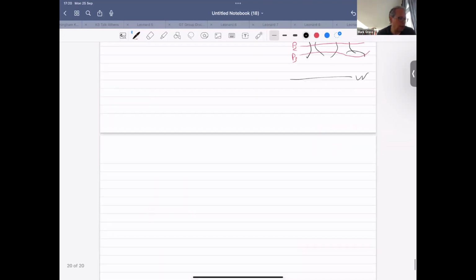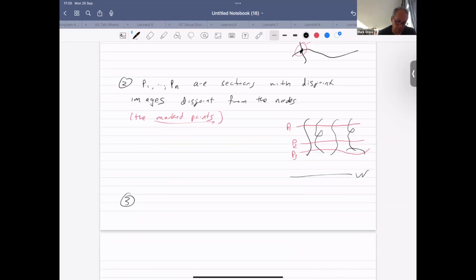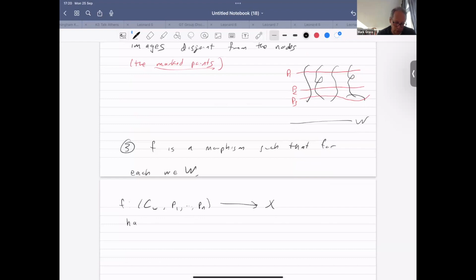And then finally, we have the stability notion. F is a morphism such that for each point W in W, the map F restricted to the fiber CW, along with the marked points P1 through Pn, has a finite automorphism group.